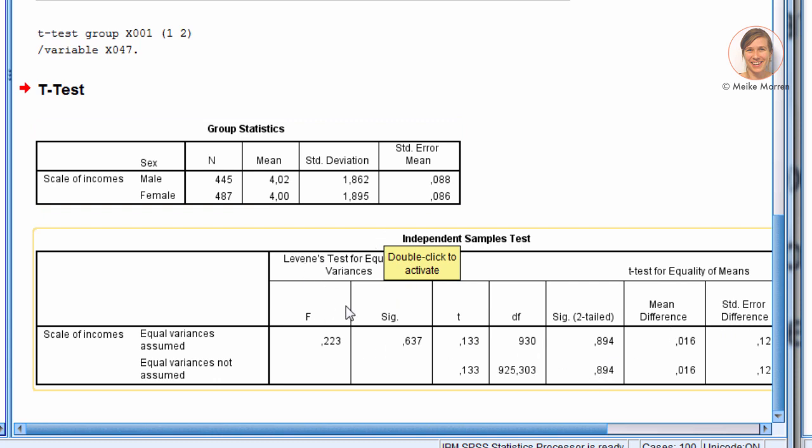So here's the Levene's test for equality of variances, where we test whether the standard deviations differ between men and women. And here, as you can see, it's not significant, so we can assume that the standard deviations between men and women are equal. Here we calculated the t-value, and the significance is higher than 0.05.